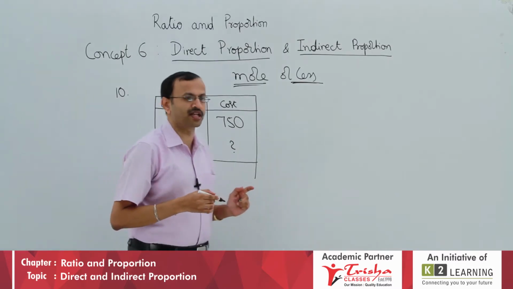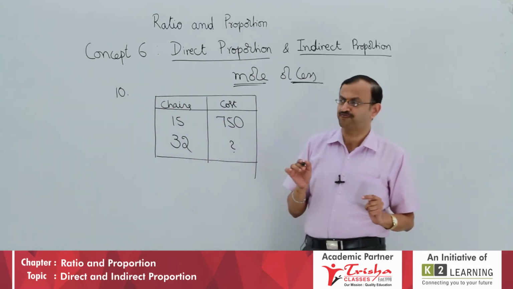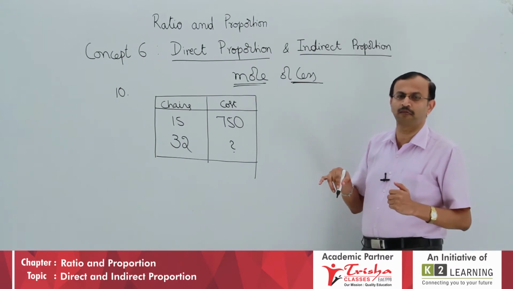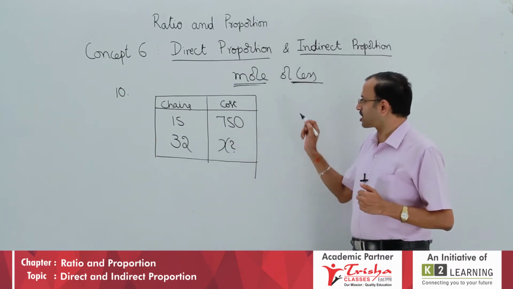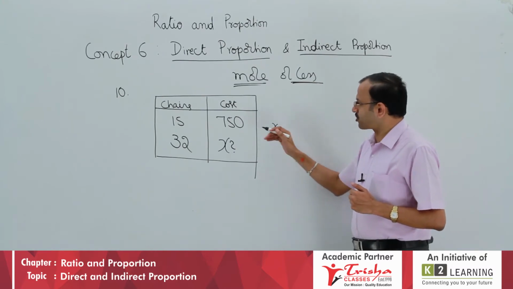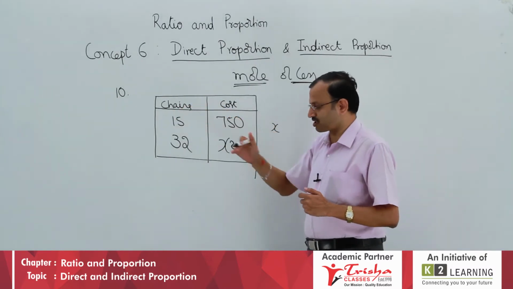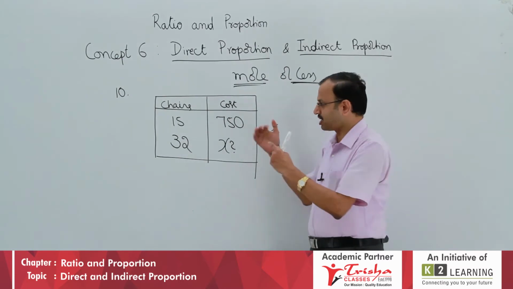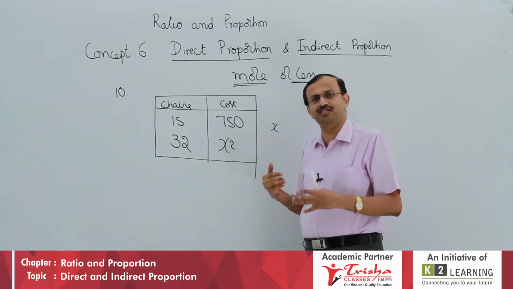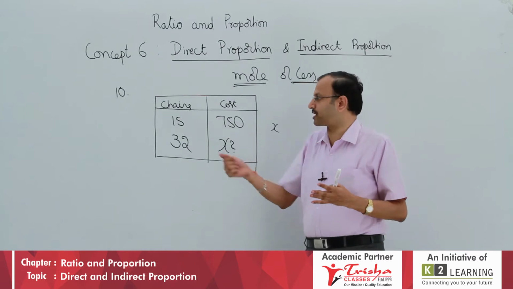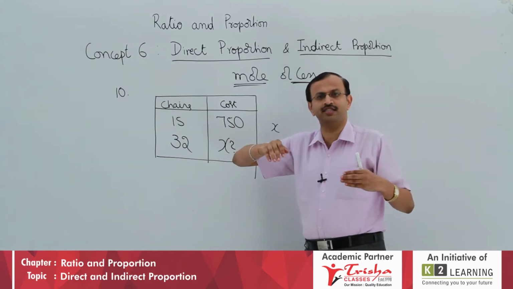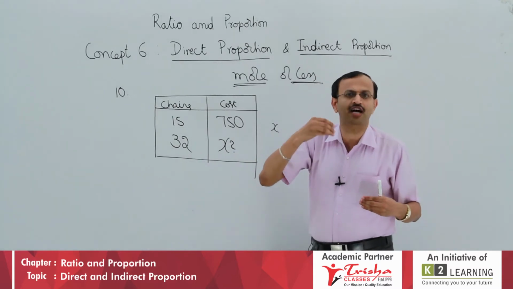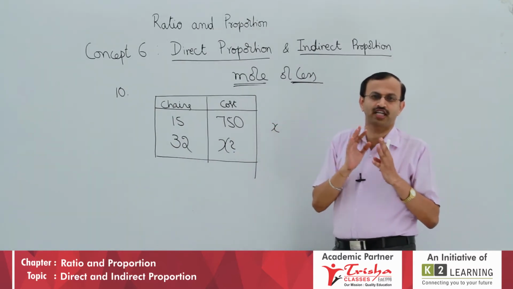This is a very simple example. You can answer easily, but how to answer is more important. What we will do, we will call this X. Now we will write here. Now, you tell me, there are more chairs. If you purchase more chairs, my number of chairs purchased is more, what should be your payment? 15 chairs I pay 750. If I get 32 chairs, should I pay more money or less money? You have to decide and tell me.